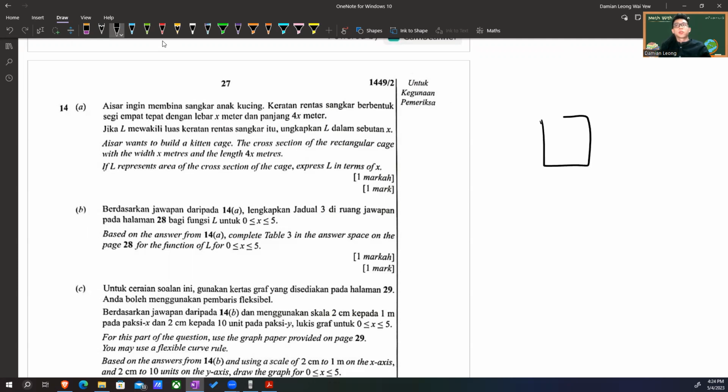We're only talking about the cross section. So it should be a rectangular cage. So the cross section is a rectangle. Length is 4x, width is x. So L represents the area of the cross section. Express L in terms of x, means L is 4x times x. So L is 4x squared. That's it.